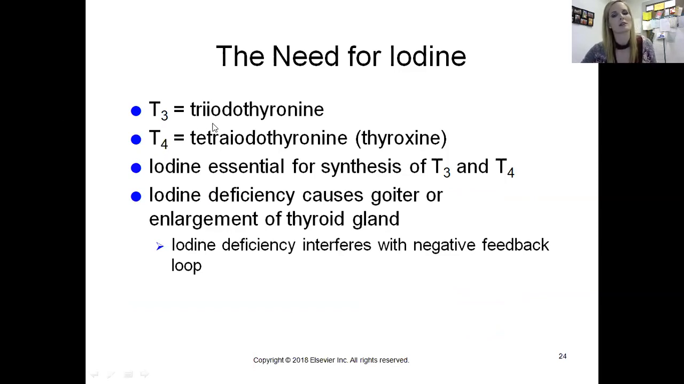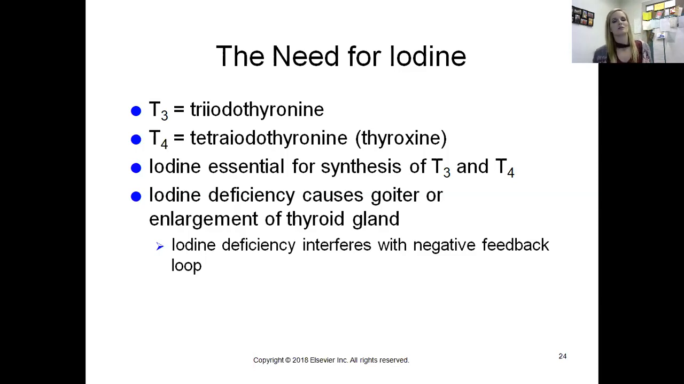But the reason why I bring this up is because iodine is an essential nutrient that's needed for our thyroid gland to function properly. If you remember me mentioning that, you may have heard the iodo in that word. T3 is triiodothyronine, and T4 is tetraiodothyronine, oftentimes called thyroxine. So that iodo is an indicator that it's made up of iodine. Iodine is essential for the synthesis, or the creation, of T3 and T4.